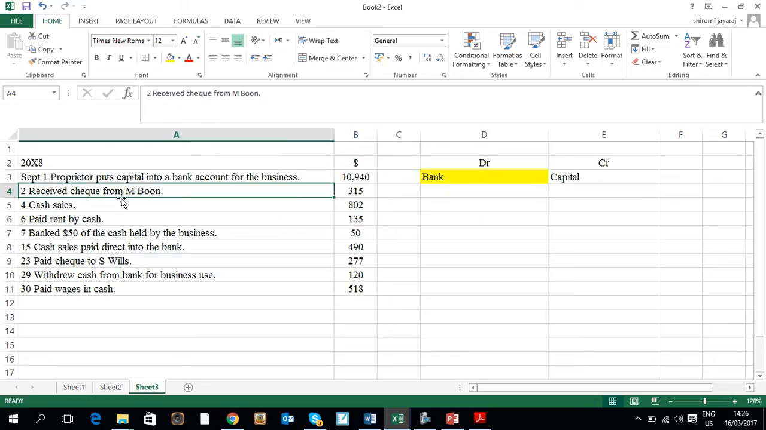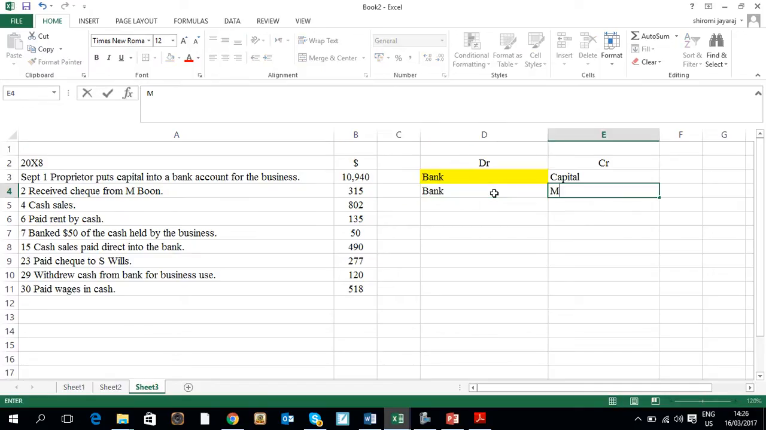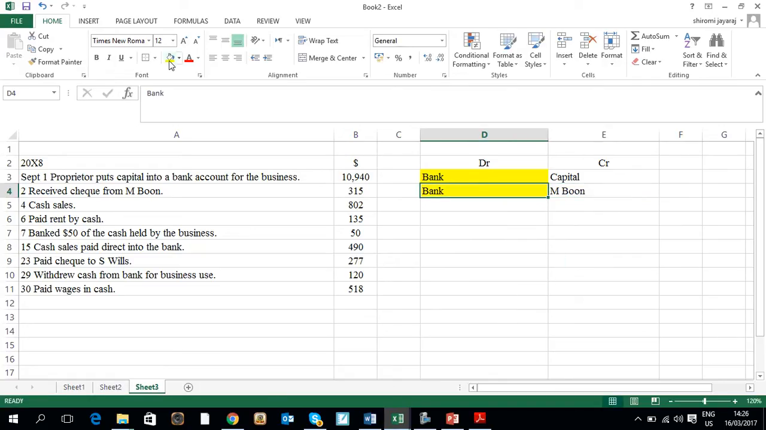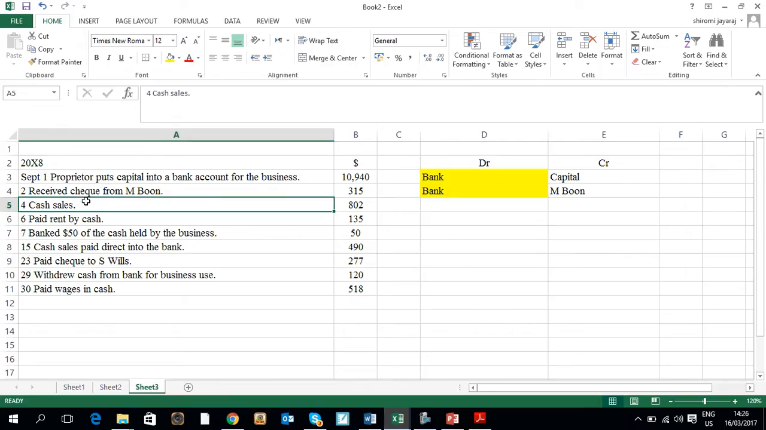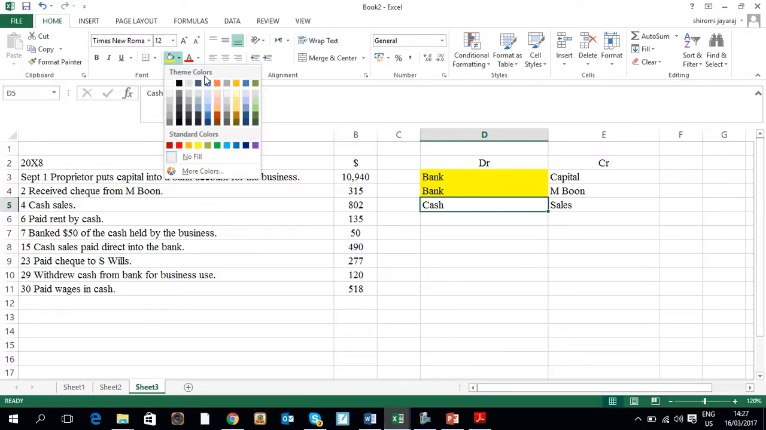Second, received check from Mr. Boone. When you receive a check, bank debit and M. Boone credit. So this transaction also appears on the debit side of the cash book. Cash sales 802 on 4th. Cash account debit and sales account credit. So this appears on the debit side of the cash book in the cash column.